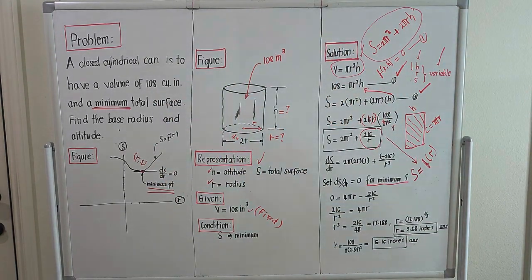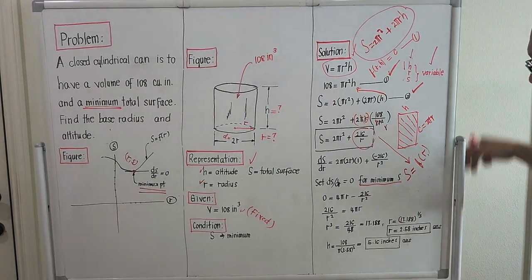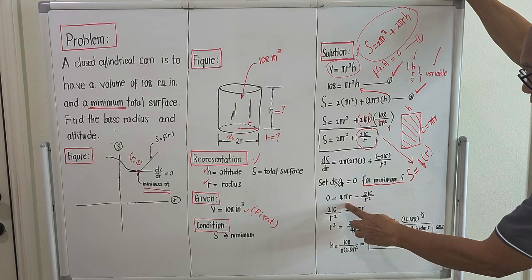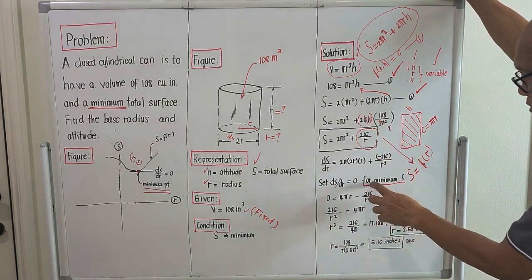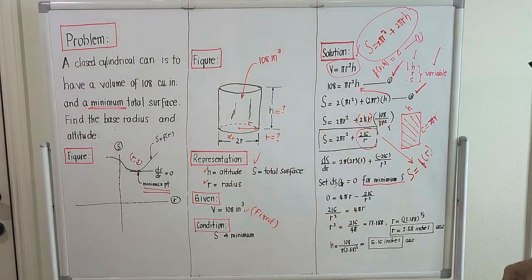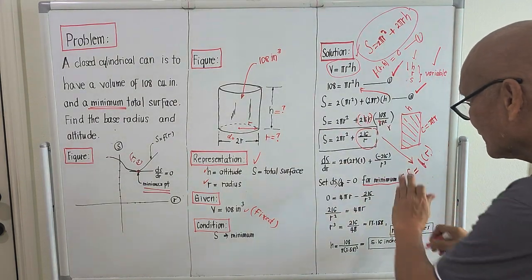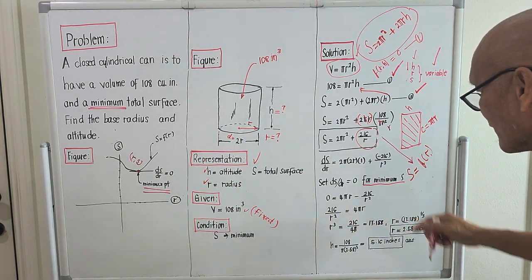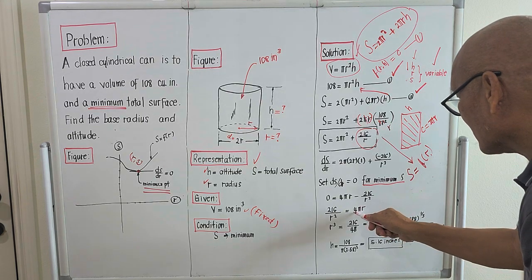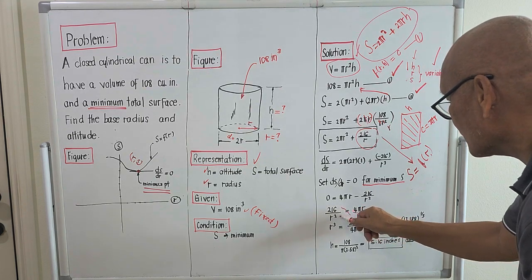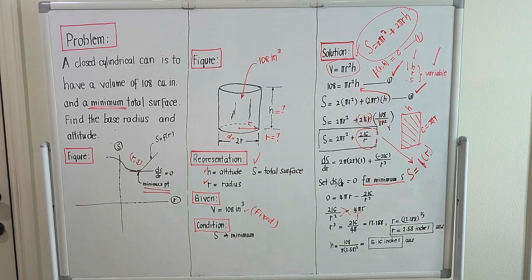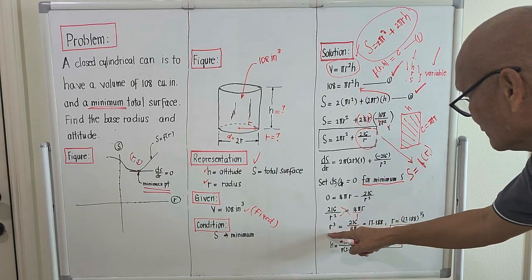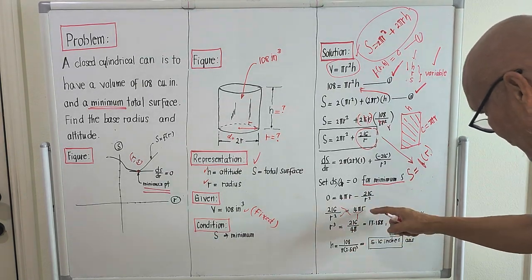So equating the left-hand side to 0: 0 equals 4 pi r minus 216 over r squared. Then we will transpose this to the left. It will become plus 216 over r squared equal to 4 pi r, which is actually all over 1. Then we cross multiply. 4 pi r times r will be 4 pi r cubed equal to 216 times 1, which is just 216.